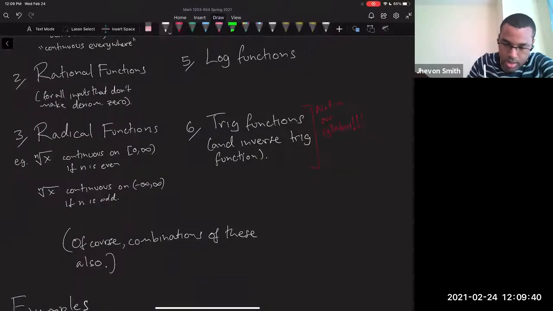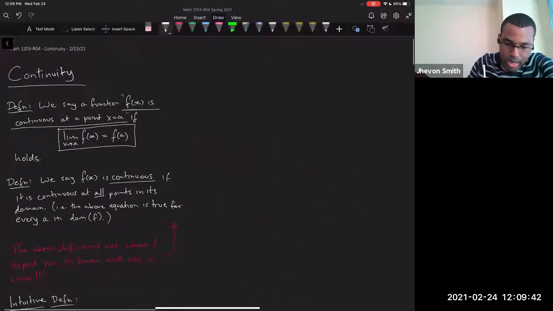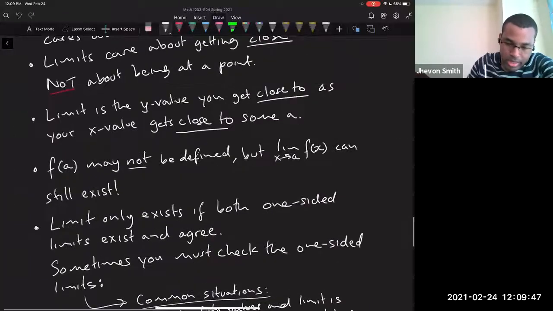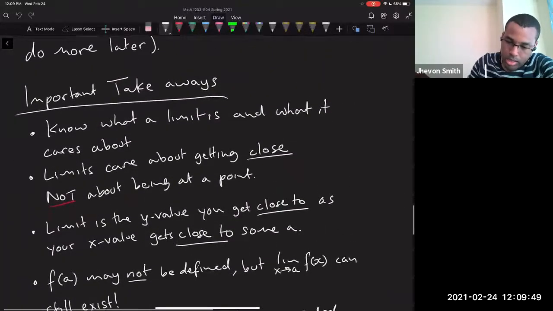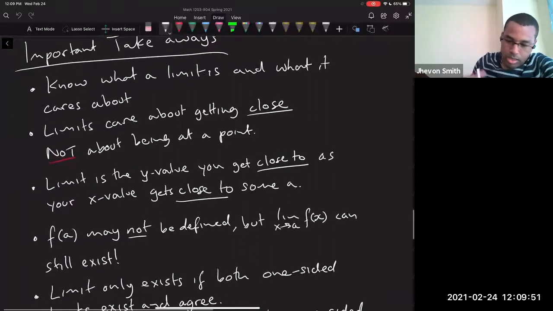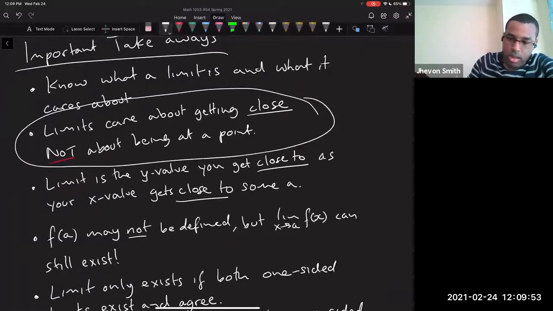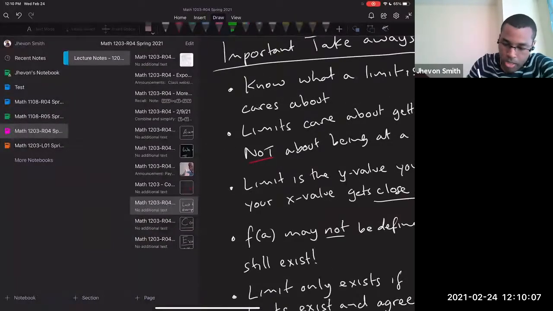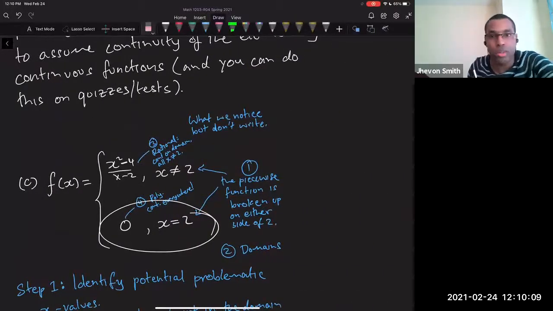I don't remember when, but I definitely gave you guys this principle. Yeah, here. Limits care about getting close. They do not care whether or not you're at the point. So when I'm considering the limit, I do not care about what's going on at 2. The part of this piecewise function that tells me when x equals 2, this is what's going on, I don't care. I'm taking the limit, right?